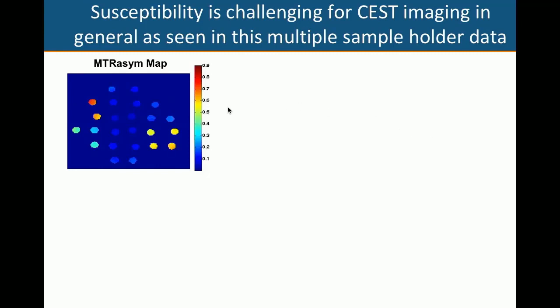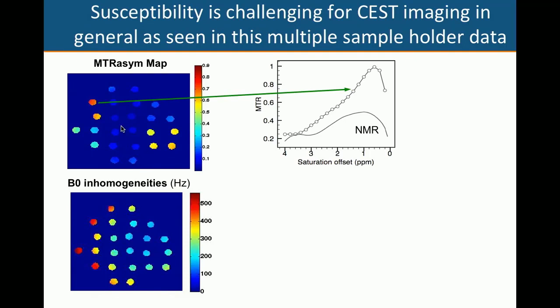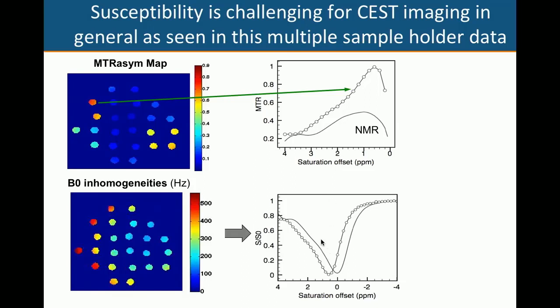When you look at the CEST contrast or MTR asymmetry maps for this type of phantom, some tubes will highlight, others will not. You would expect that the tubes highlighting in fact have CEST effects. Unfortunately, with this type of phantom, there's a gradient of maybe 500 hertz in B0 fields, and so some of these tubes are actually falsely creating the appearance of CEST contrast. So we have to use some method to correct the B0 inhomogeneity and then extract the correct CEST contrast from it.